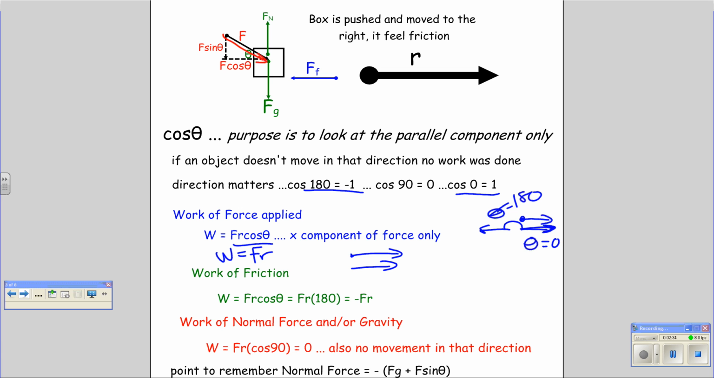And if you're dealing with something on the surface, so for example, the box is sliding across the surface, so it's moving that way. Well, the force of gravity is 90 degrees from the movement, which means cosine of 90 is 0, so no work is done. So that's where that cosine theta comes in, why it's so important, because it tells you your sign and whether or not it will be 0.